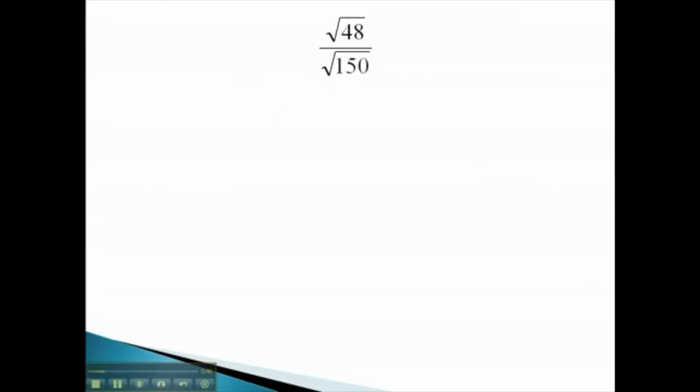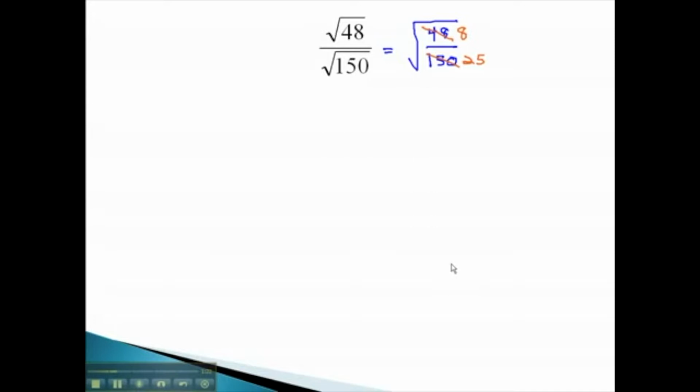Here, we've got two square roots. However, because we've got the same square root in the numerator and denominator, we can treat that as one square root over the entire thing. The square root of 48 over 150. We can now look at this fraction and reduce it. 48 and 150 are both divisible by 6. 48 divided by 6 is 8. And 150 divided by 6 is 25.